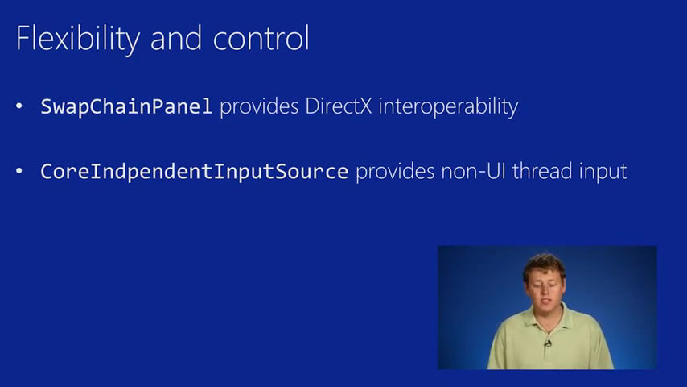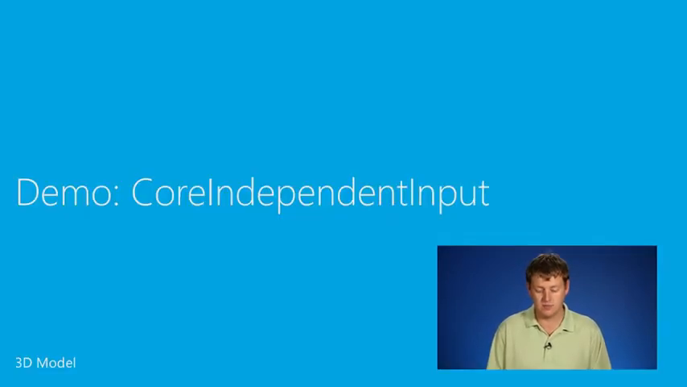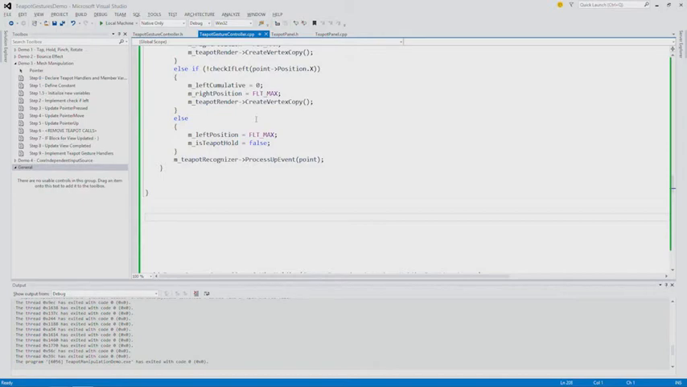So if you want to build a pipeline like that and you want to have more control over how you handle input, use the SwapChain panel, Core Independent Input Source, and DirectX to build your experience. So now let's jump back into Visual Studio and I'll show you how to use one of these. All right.